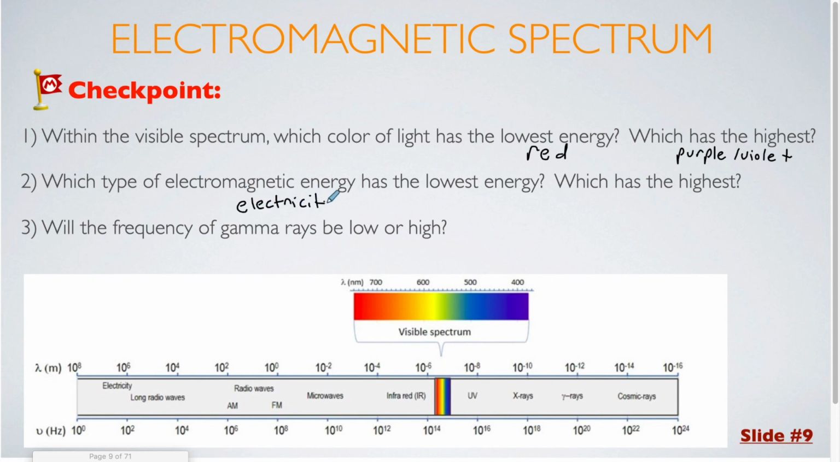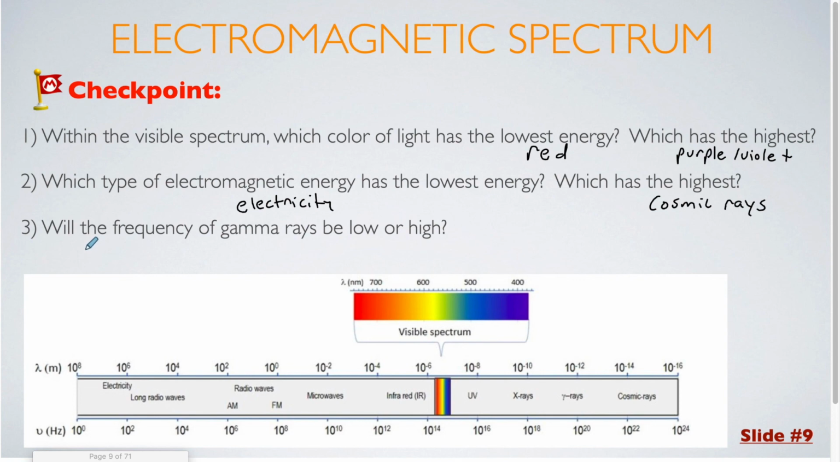And if this was, say, a multiple choice question and you weren't given electricity, you would pick whatever happens to be on the furthest to the left. So it could be maybe radio waves if electricity is not an option. For which one is the highest? That would be the right side, which is cosmic rays. Or if that was an option, you could say gamma rays.